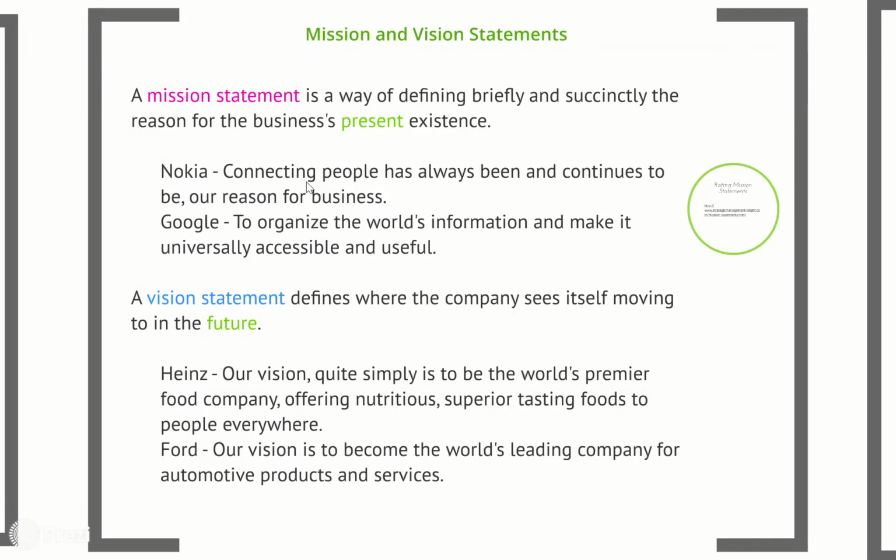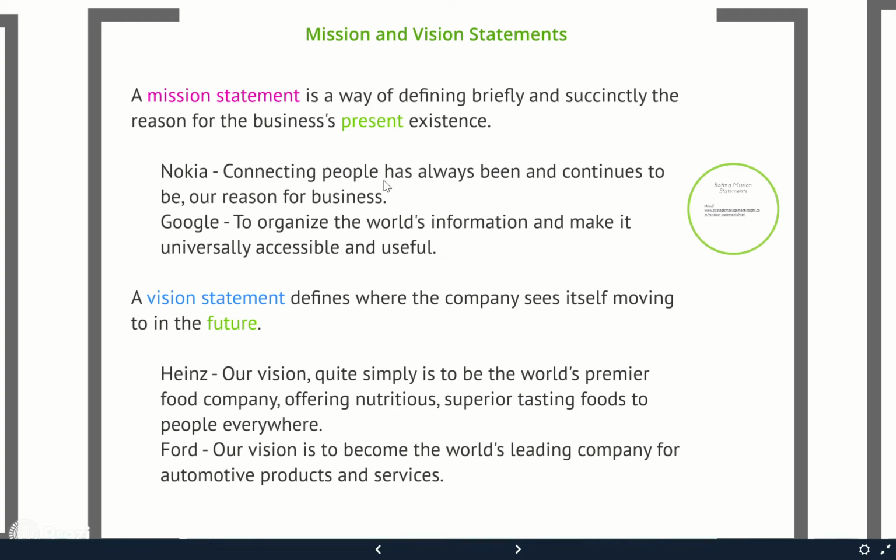So now we have the difference, and what is a mission and a vision statement? A mission statement is essentially a company justifying what they do in the current market and their value. For example, Nokia's mission statement is: connecting people has always been and continues to be our reason for business, which justifies that Nokia is a telephone company that connects people via their phones. And Google's is to organize the world's information and make it universally accessible and useful, justifying their search engine with information, and justifying their market position.